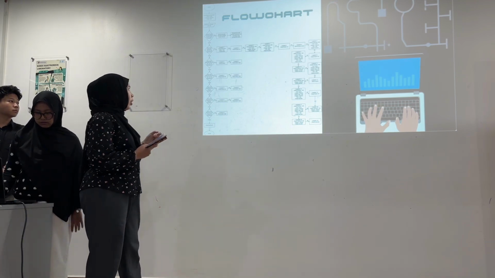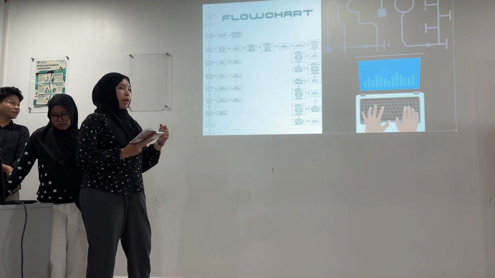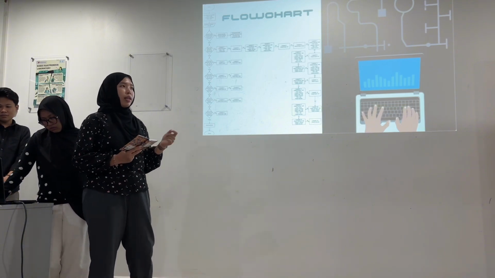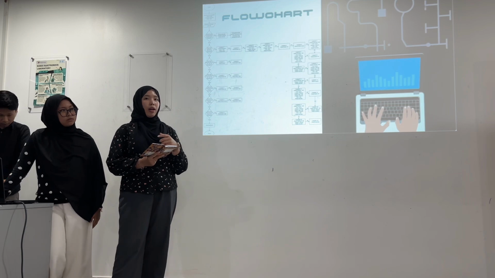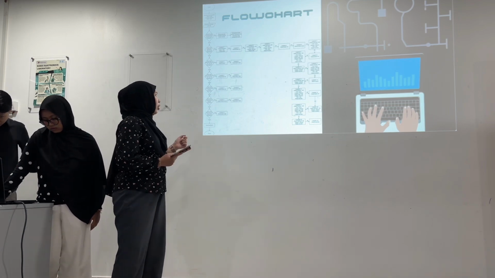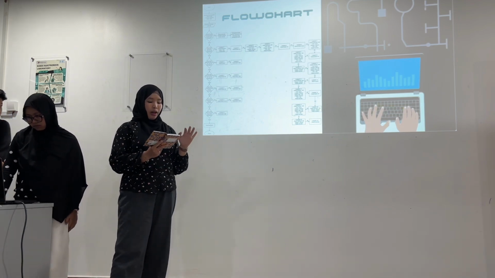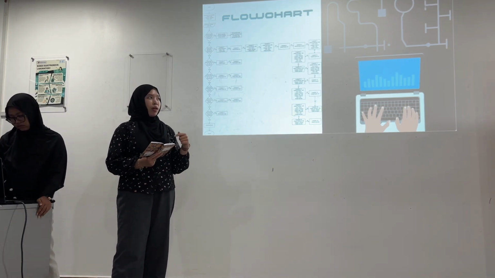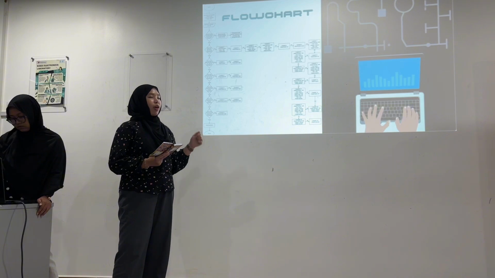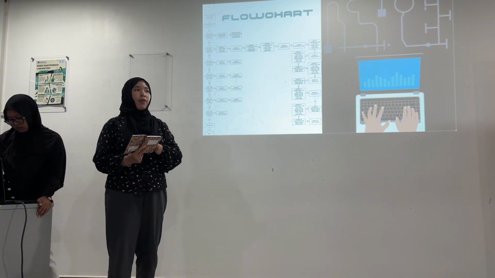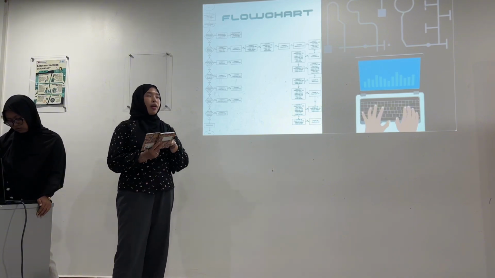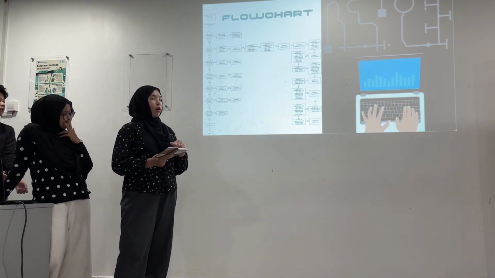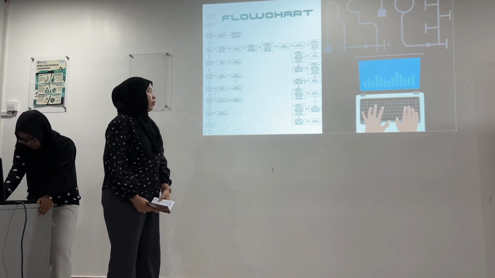And we have some logic system. When sensor 1 and sensor 2 are active, the robot turns left. When sensor 4 and sensor 5 are active, the robot turns right. And when only sensor 3 is active, the robot moves forward.